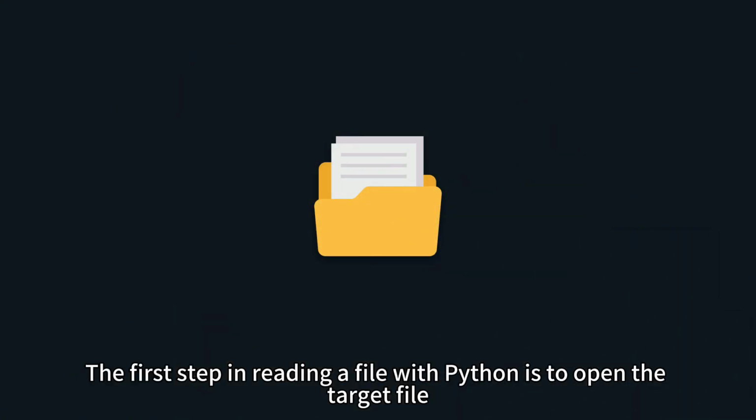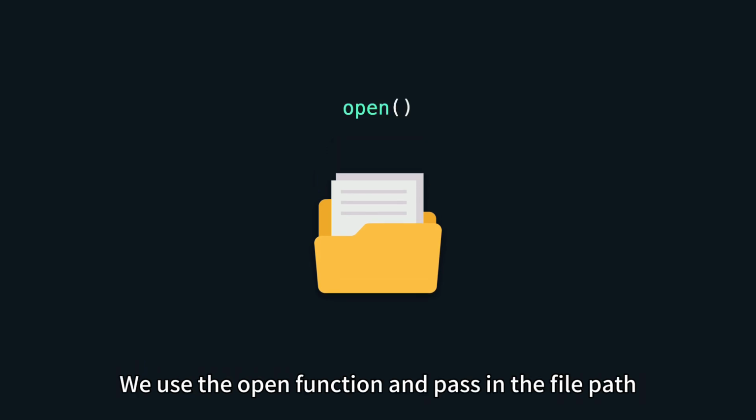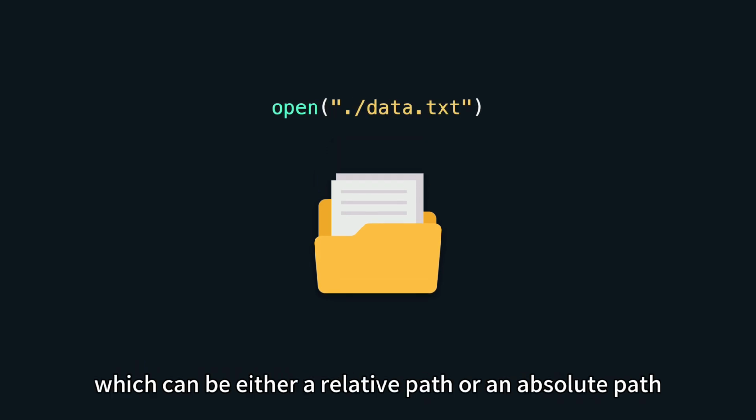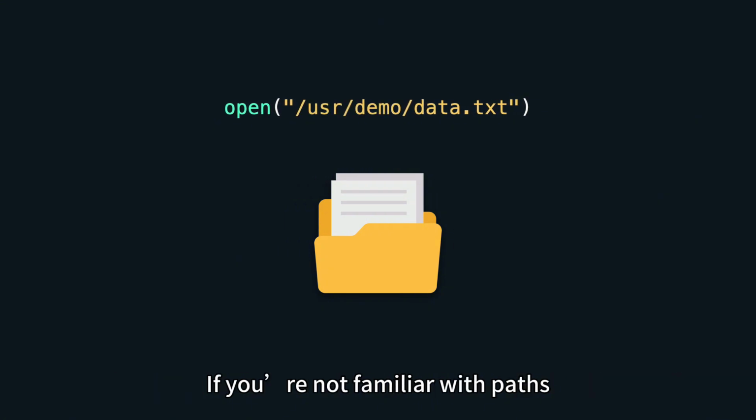The first step in reading a file with Python is to open the target file. We use the open function and pass in the file path, which can be either a relative path or an absolute path. If you're not familiar with path, you can review the previous video.